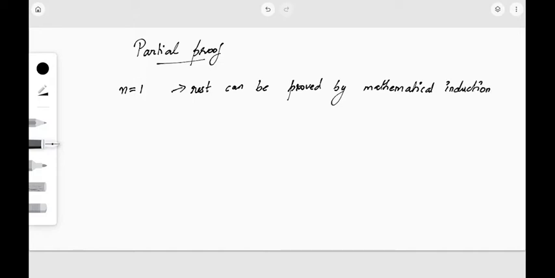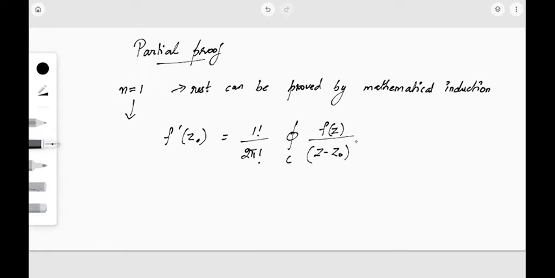So when n is equal to 1, what will be our formula? It will be f dash of z₀ equal to 1 factorial by 2πi integral over C of f(z) by (z minus z₀) whole raised to, n is 1, so 1 plus 1 is 2. So we have to check whether f dash of z₀ is nothing but this value. 1 factorial is 1. So let's see how we can prove this.